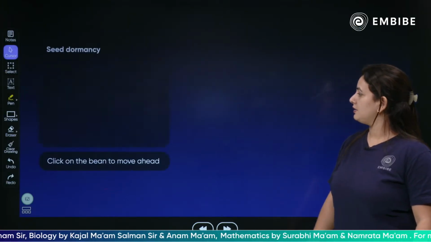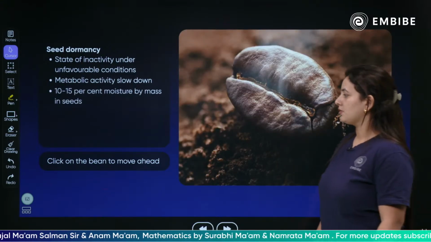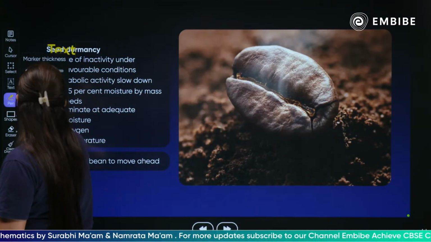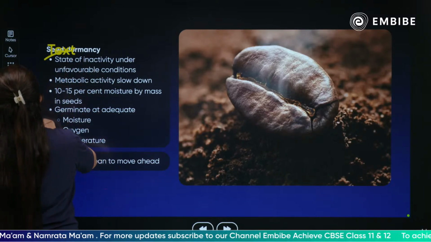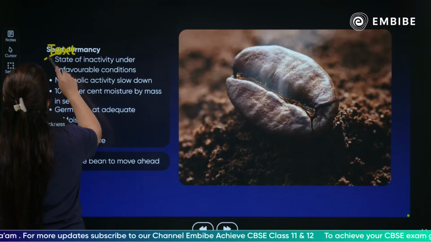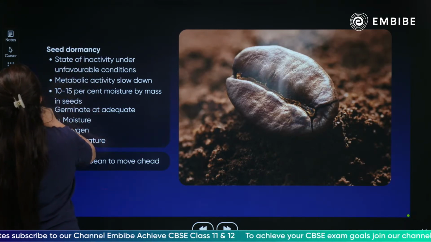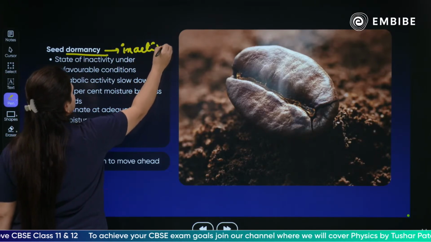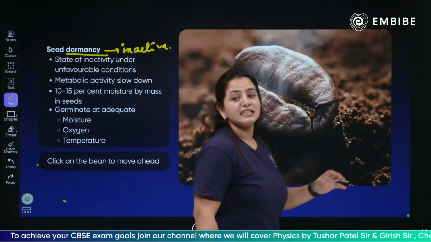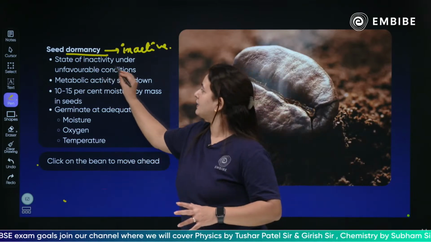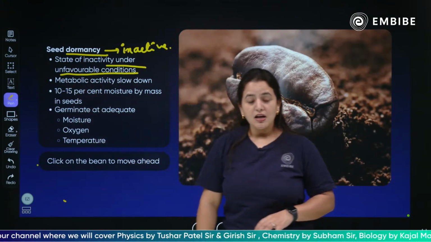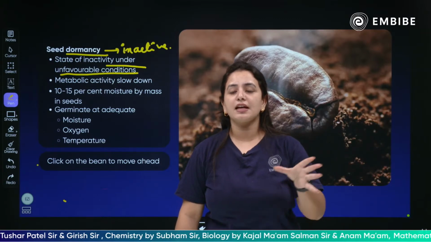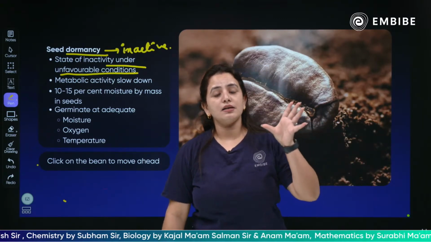Next question we have: seed dormancy. What is seed dormancy, children? The word dormant itself is very clear. Dormant means inactive. Seed dormancy is a state of inactivity under unfavorable conditions. The seed is not ready to germinate under unfavorable conditions. In such a condition, we call it seed dormancy.